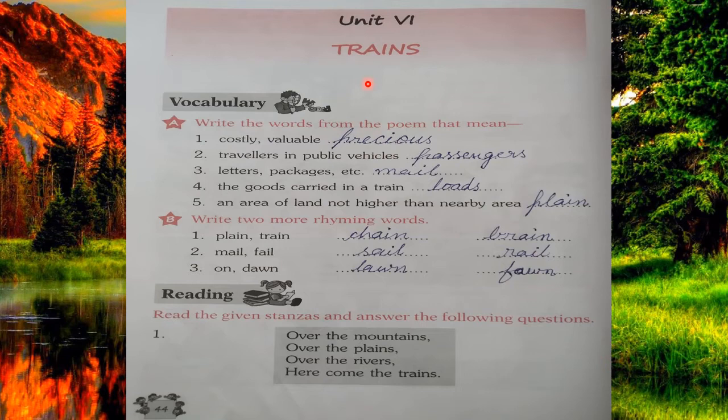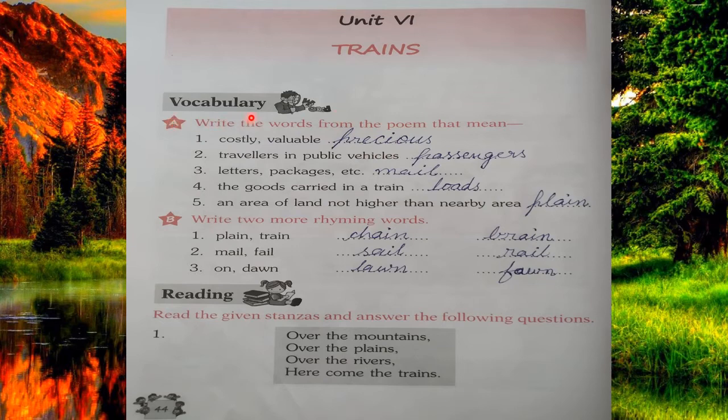Class, in your textbook, you have already understood chapter 11, which is a poem about trains. In that chapter, you have learned something about trains. This is your workbook, and in this you will solve some questions related to the poem. So let's start.